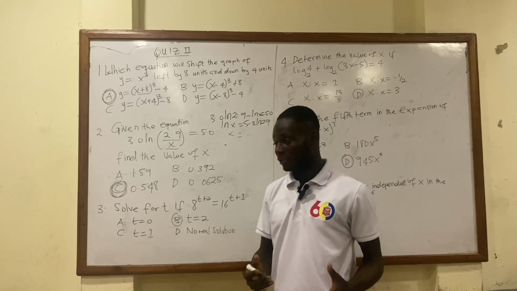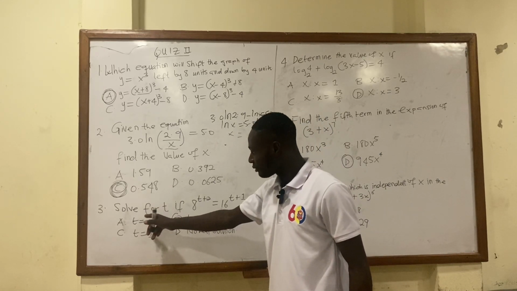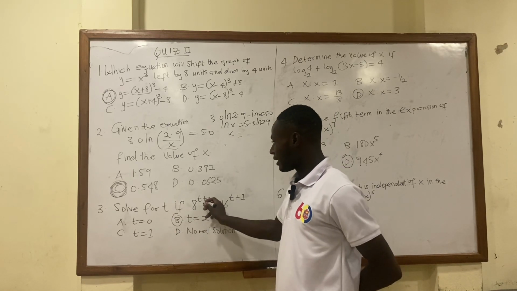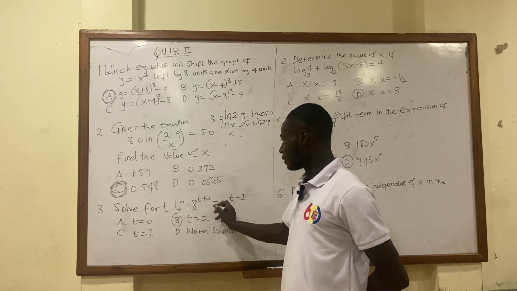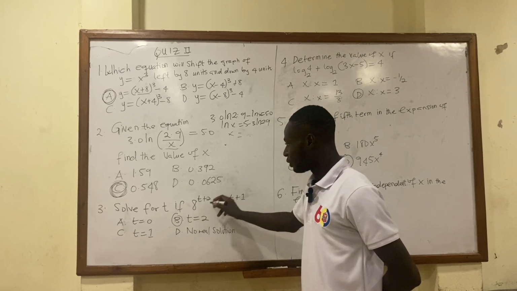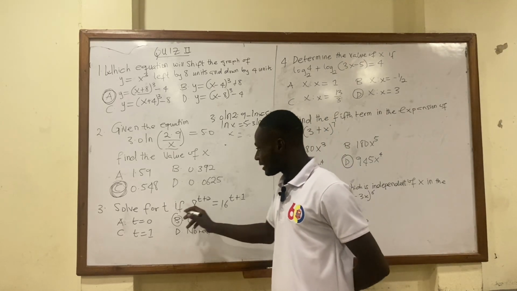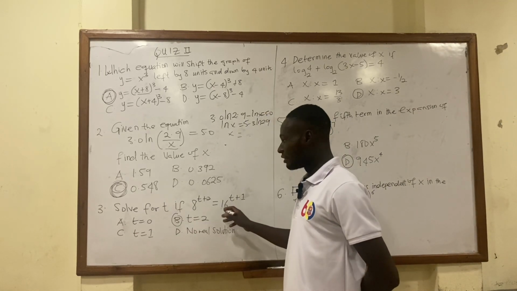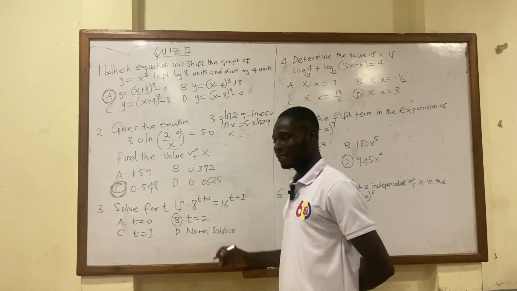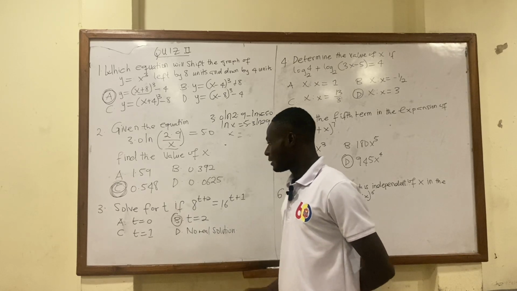All right, thank you. So question 3 is, they said we should solve for t if 8 power (t plus 2) is equal to 16 power (t plus 1). So this, you have to solve for t. Even if you don't know anything, just substitute the value of t that will be given into the expression. If they are giving you the same thing, then the answer is right. So the answer is t equals 2.